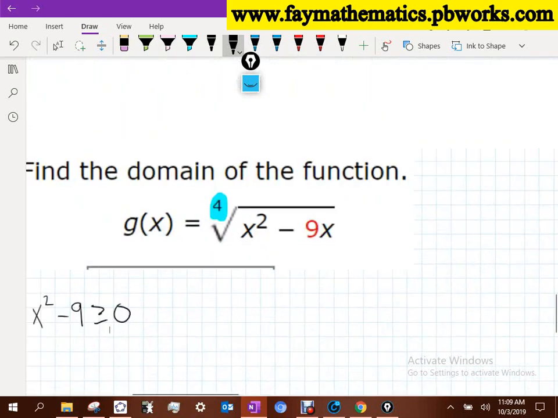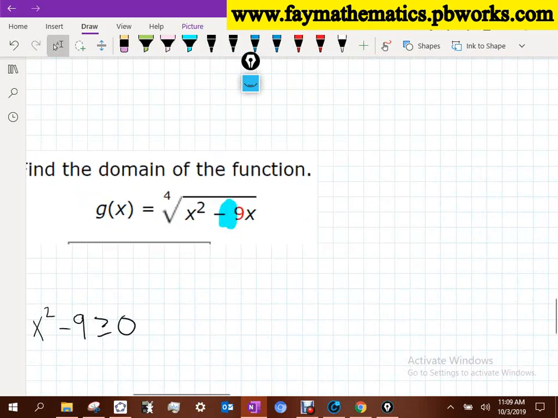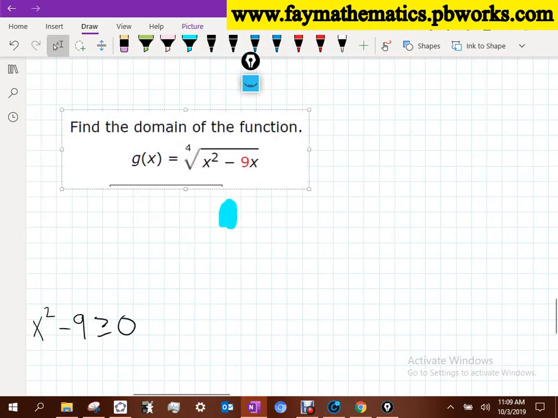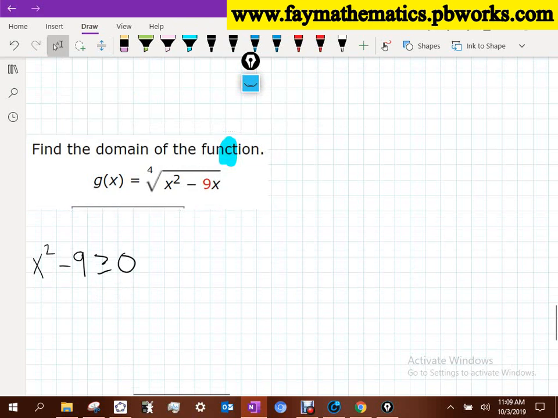I'm going to zoom in here a little bit. I had one where it was 5. Yeah, everybody had one where it was eventually 5.